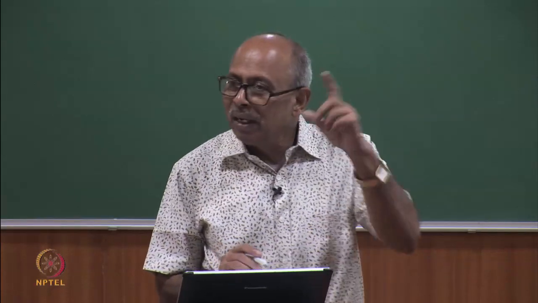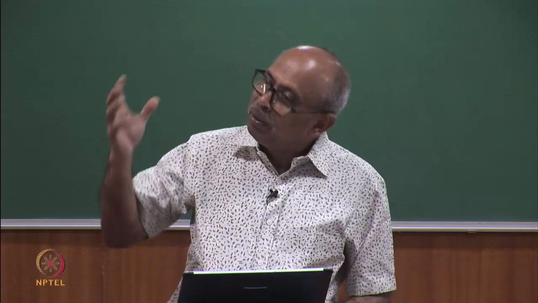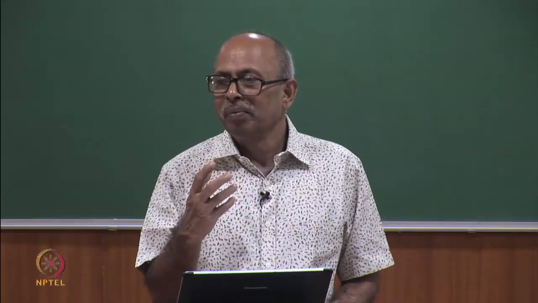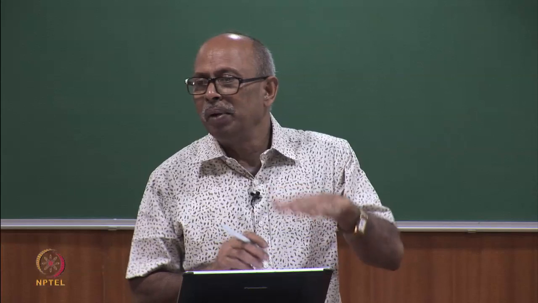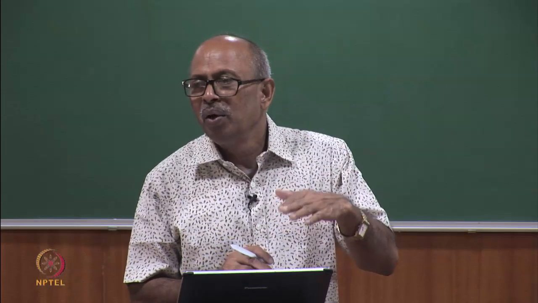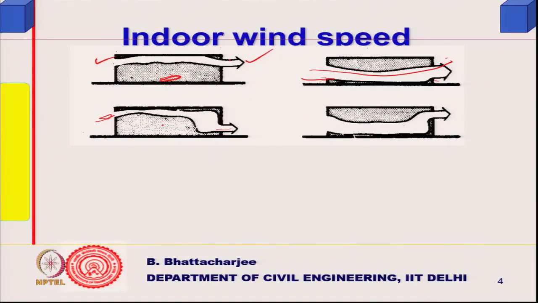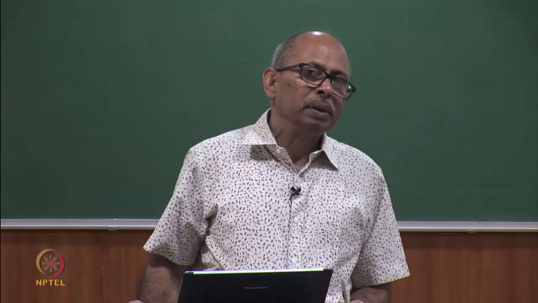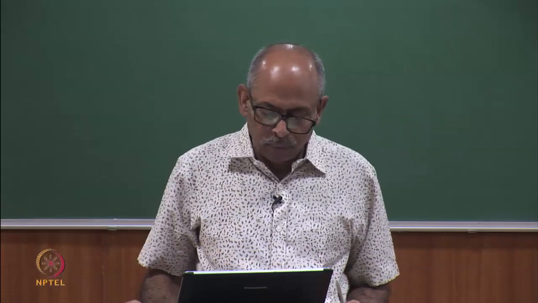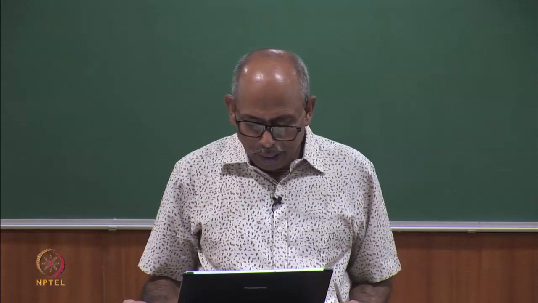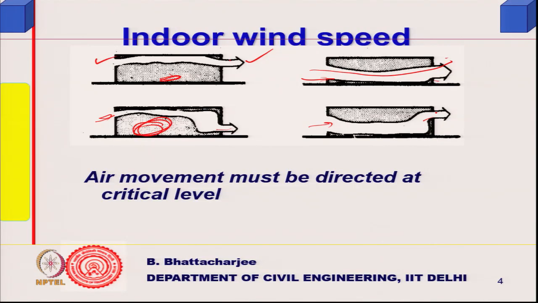These top level ventilators do help in removing some heat, but not necessarily in providing higher air velocity at the floor level. If you have an opening like this and that, then it is fine, but this will be in shadow, these will be shadow areas. This is again fine, inlet here, outlet there. So, the ceiling height and sill height are important. Sill height is important with respect to the floor, and air movement must be directed at the critical level.